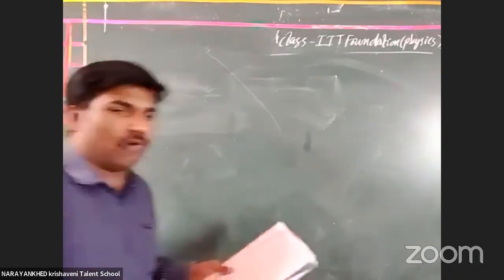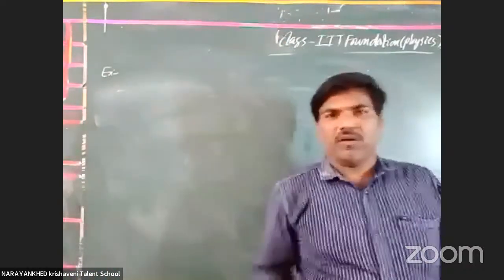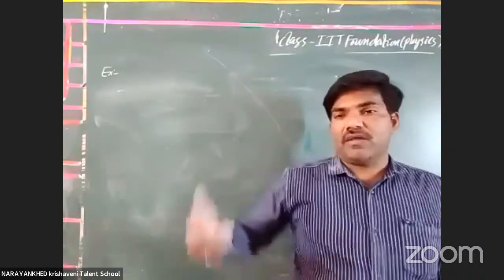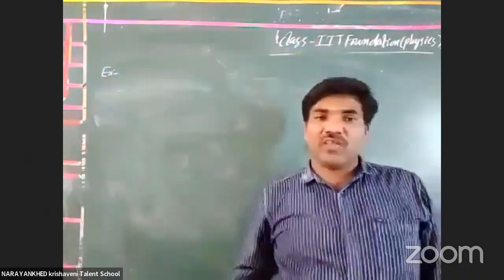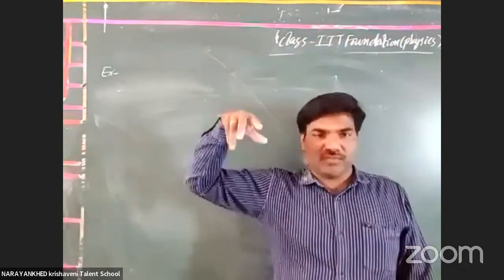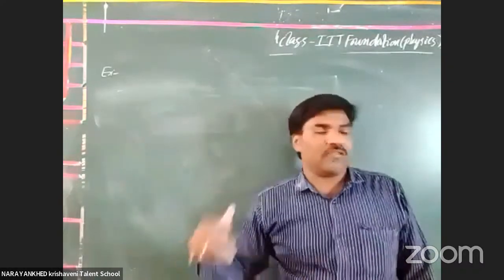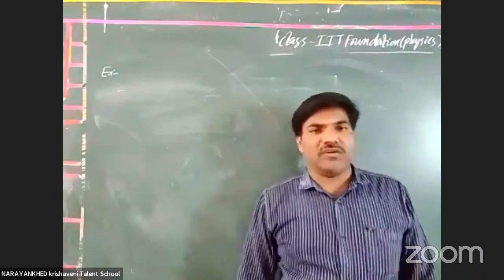Okay, clear or not? Object on earth means what? Understood? Suppose this chalk piece falls down. What happened there? The force is not only applied towards the earth. The earth is also attracted towards the chalk piece, but the force of the earth is more than that of the chalk piece. That's why it falls towards the earth. Got it or not? What did you understand?